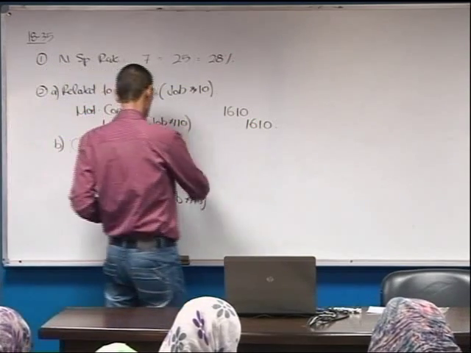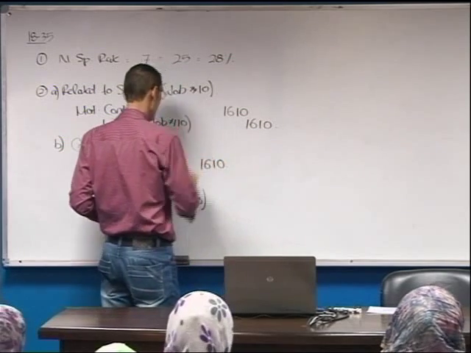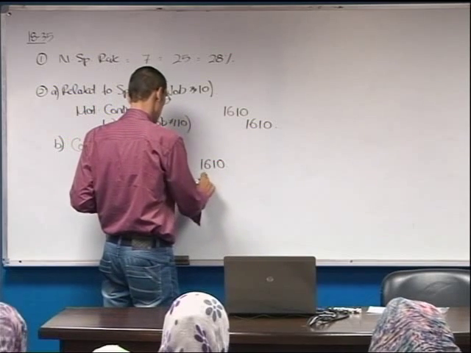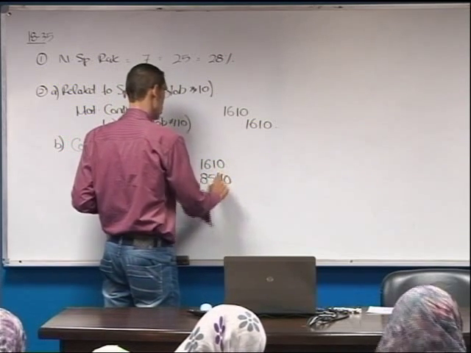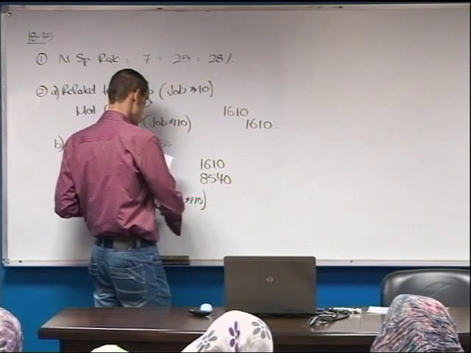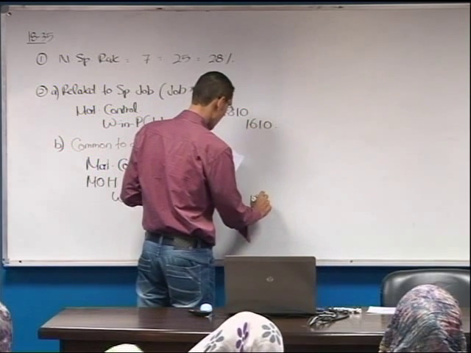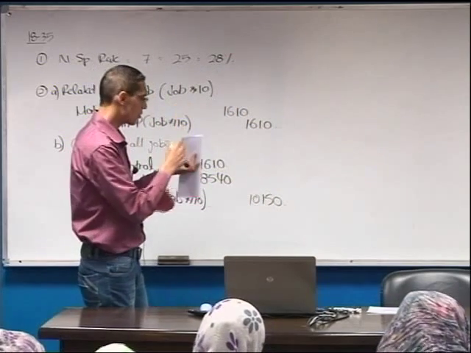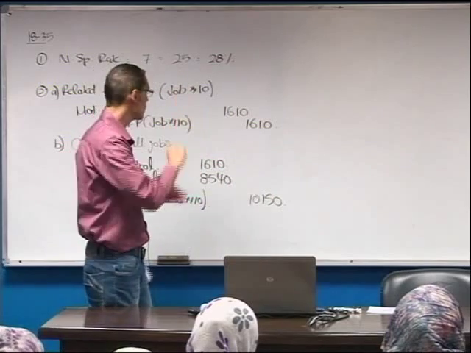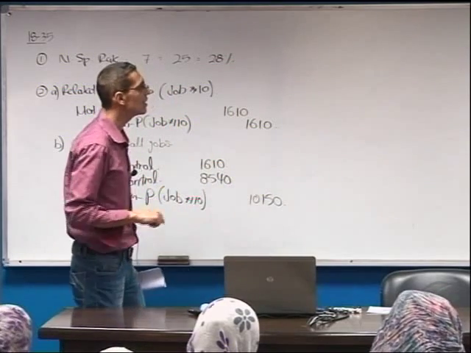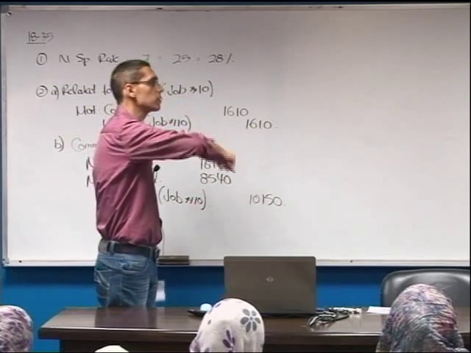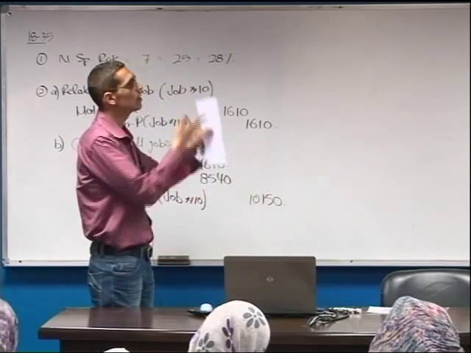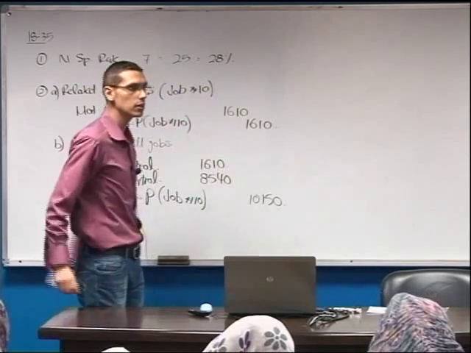The materials control would be debited by 1,610. The manufacturing overhead control would be debited by the amount of 8,540, and the work in process job number 10 would be credited by the amount of 10,150. Of course, the 10,150 is the 1,450 multiplied by 7. The 8,540 is the 1,450 minus 230 multiplied by 7 units. And the 1,610 is the 230 multiplied by 7.